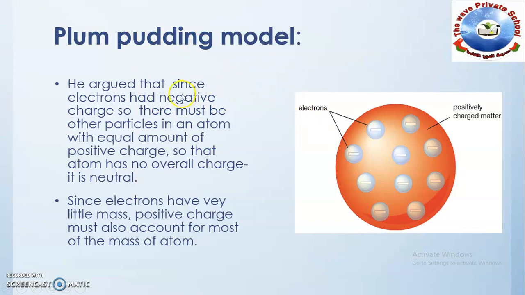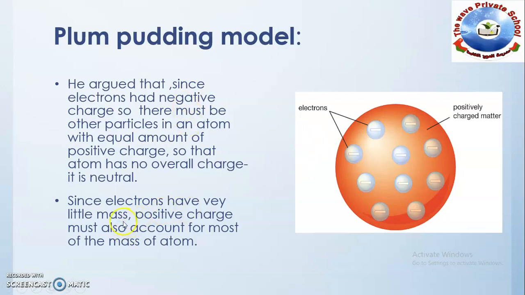So what is this model? He argued that since electrons had negative charges, there must be other particles in an atom with an equal amount of positive charge, so that the atom has no overall charge and it is neutral. For neutral, the positive and negative charges are equal. So he said that if there are negative charges, then there must be positive charges so that they can balance their charges, and in this way they can be neutral.